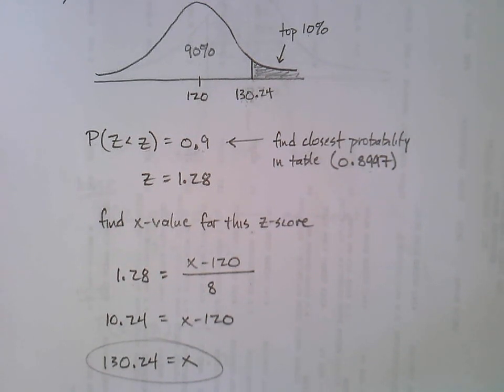Okay, let's go to part B. A researcher wishes to select people in the middle 40% of the population based on systolic blood pressure. Maybe this researcher is looking to do a study, and they just want to look at people who have a healthy systolic blood pressure. So they're picking the middle 40%. So not too high, not too low. Find the upper and lower readings that would qualify someone to participate in this study.